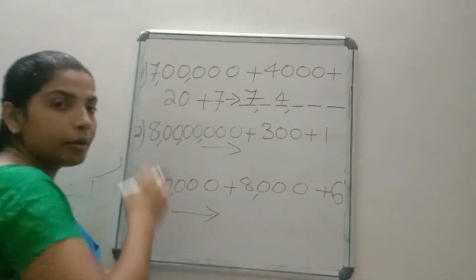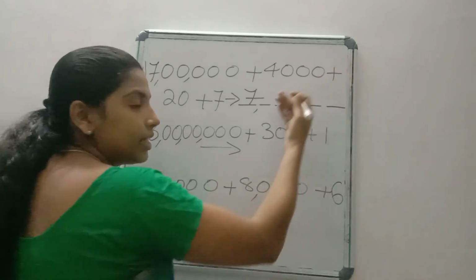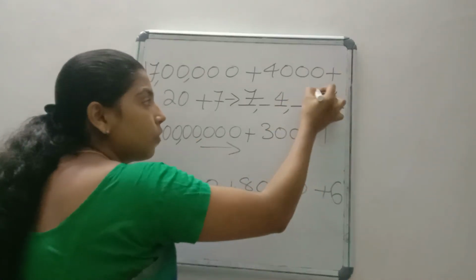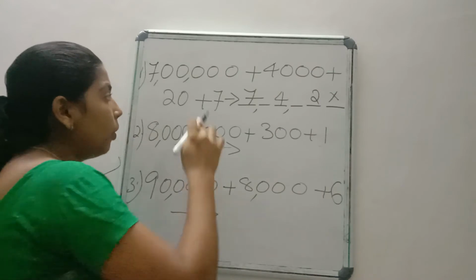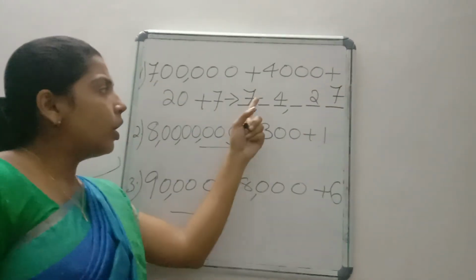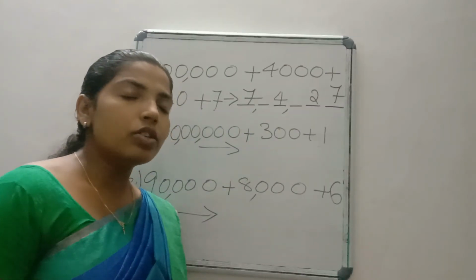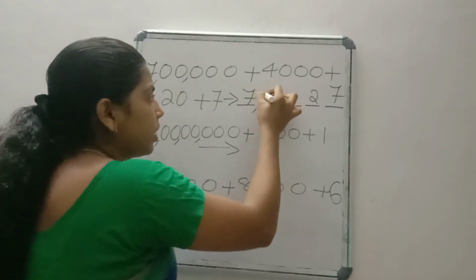Now move to the next number 20. How many zeros are there? 1 zero. So from the right extreme end, leave 1 place and write that 2 in the next place. Okay, now the final number is 7. But see, 2 places are vacant here. No numbers are there. So what can we do? Just put zeros in that vacant place.